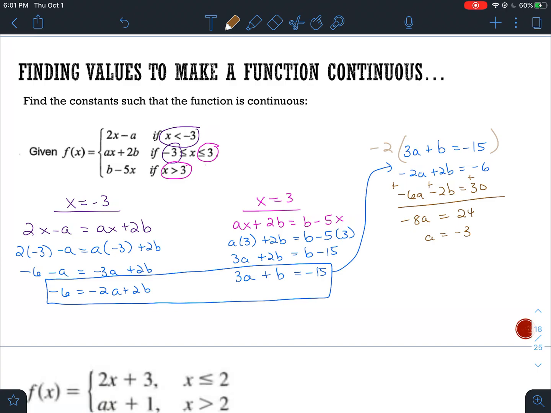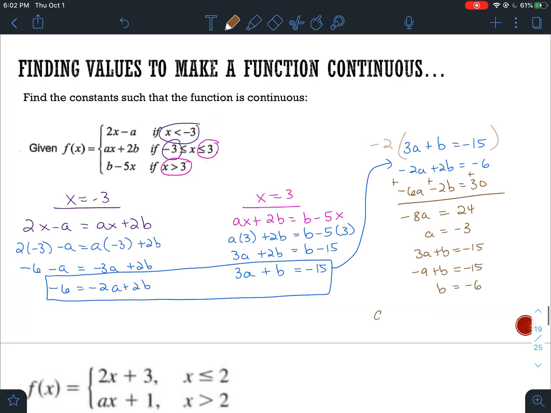And then plug it back in to solve for b. So I'm going to use 3a plus b equals -15. So -9 plus b equals -15, so b is going to be -6. So if a is equal to -3 and b is equal to -6, if I plug those back in, that would make this function continuous because the pieces would be at the same heights where they overlap.